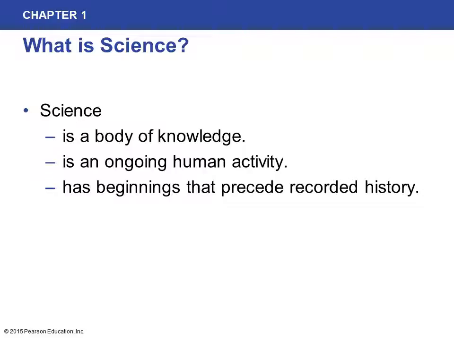Let's just start here with what science is, since physics is a science course. It's good to understand that word science and what that means. Science is a body of knowledge. It's an ongoing human activity, which means it's something we are always doing, and it has beginnings that precede recorded history. And science is essentially a way of looking at things and trying to systematically, or step by step, obtain information about the things that we are studying.